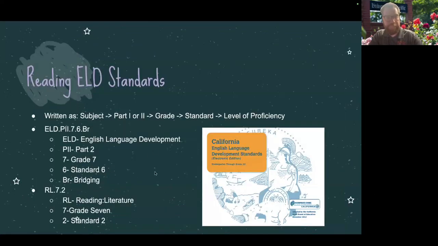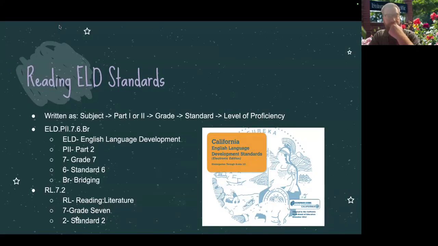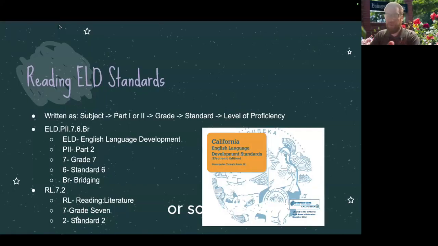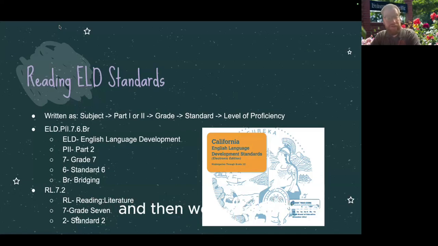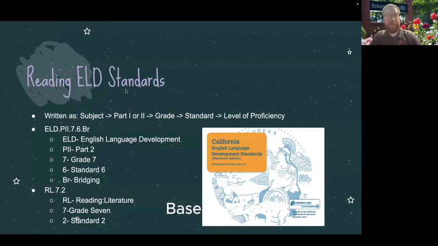When you're writing these standards, this is a great way to practice and work on it. But again, it is the concept or the subject, the part, the grade, the standard, and the level of proficiency. So we want to be able to see all of this because all of this tells a potential substitute, or someone grading your lesson plan, the level of proficiency that your students are working at. And then we can determine, are you providing sufficient scaffolding and support based on that?